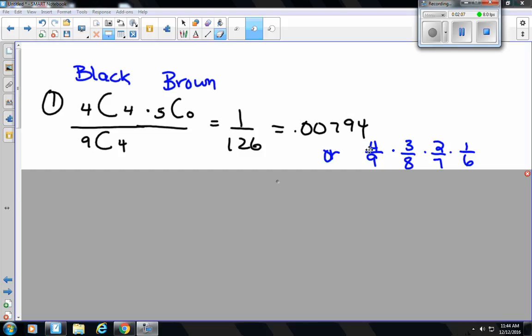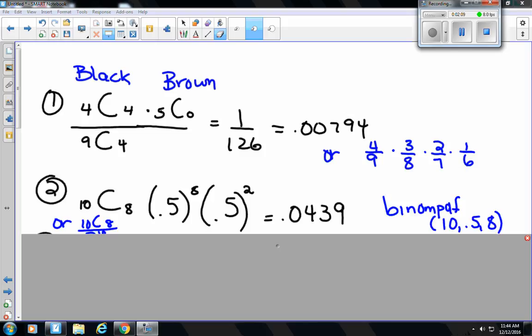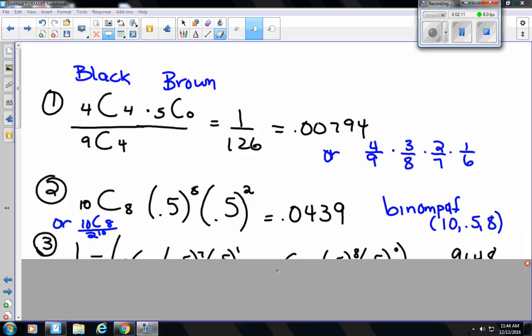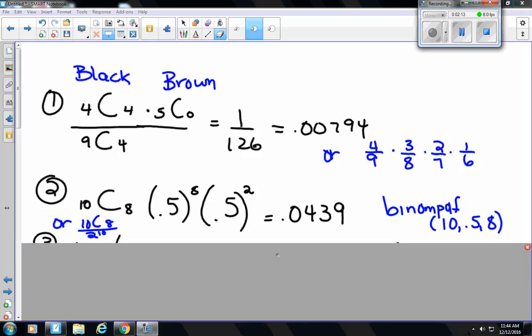Okay? All right, so now for number 2. I have 3 different ways to do number 2. Okay. So a 6-sided die is rolled 10 times. What is the probability that the die will show an even number exactly 8 times?